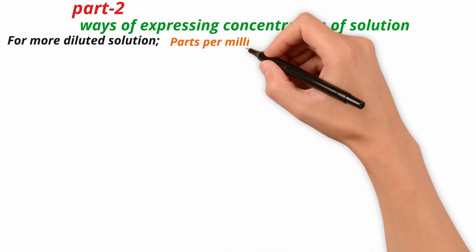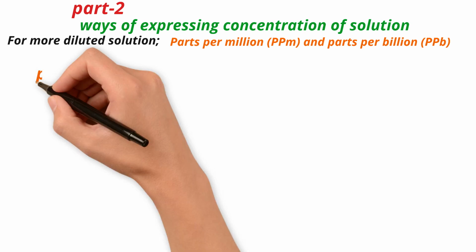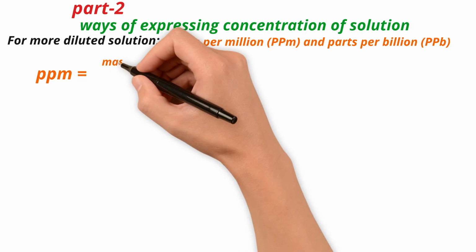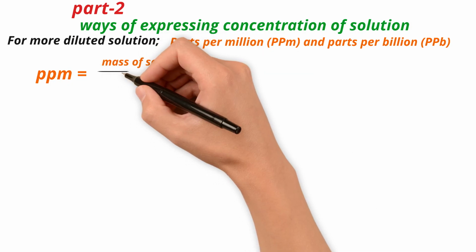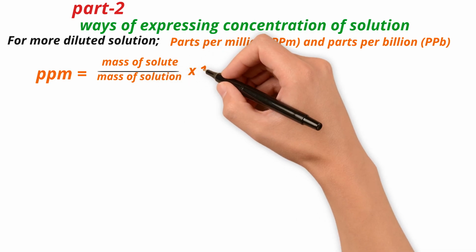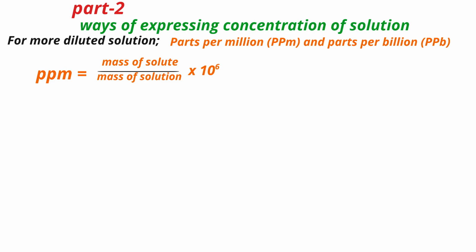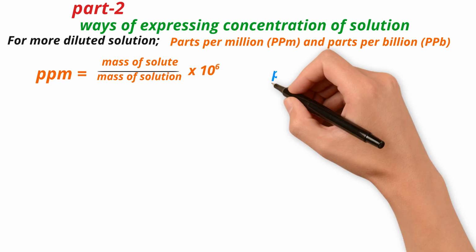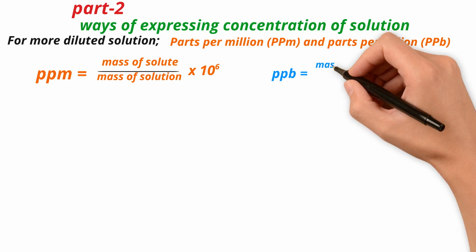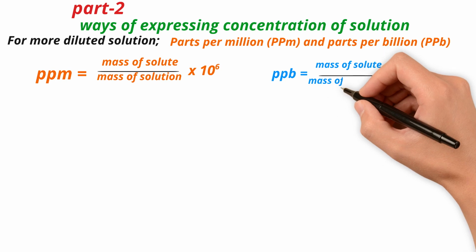For more diluted solutions, we use parts per million and parts per billion. Now let us define both. First, parts per million is equal to mass of solute upon mass of solution into 10 to the power of 6. But parts per billion is equal to mass of solute upon mass of solution into 10 to the power of 9.